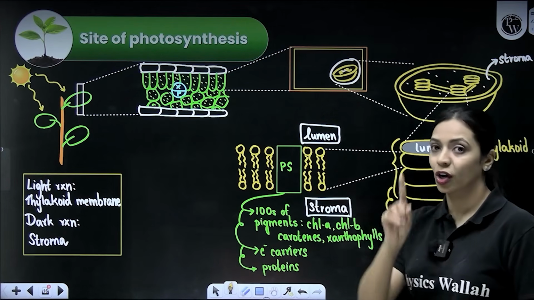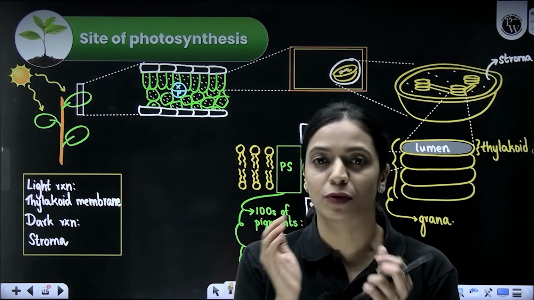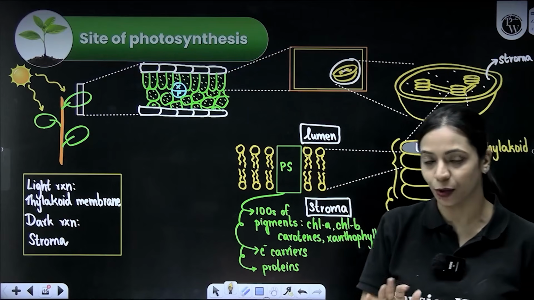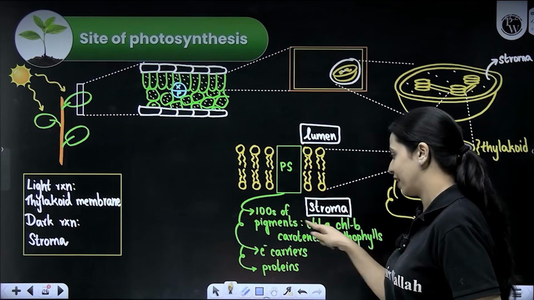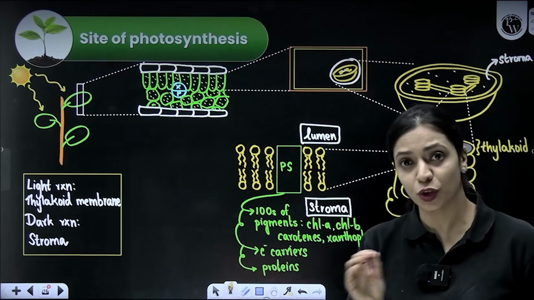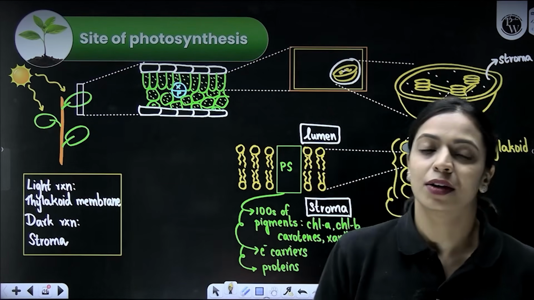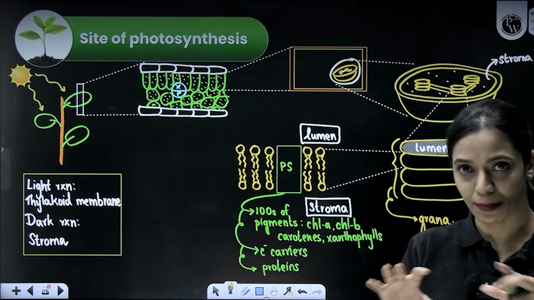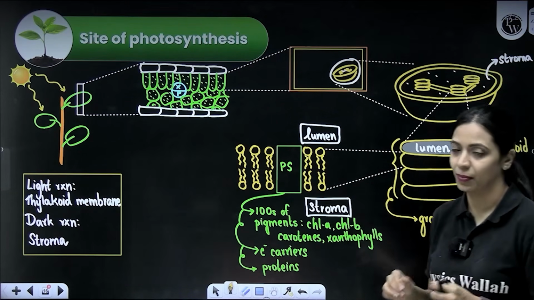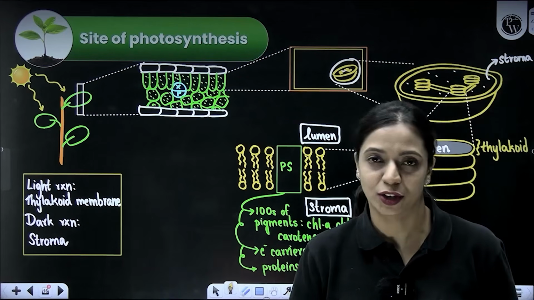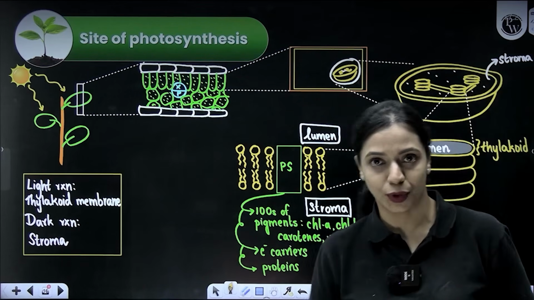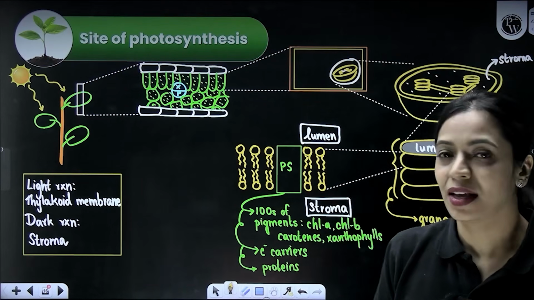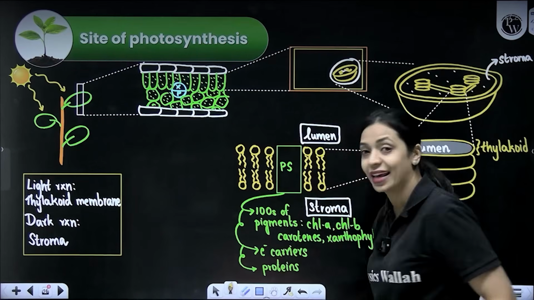And these pigments are not present individually. Hundreds of them come together, form a complex, and they are located here. So this is called a photosystem. More about that I'll tell you. Within each photosystem, you will find hundreds of pigments, of which chlorophyll A is one type. You have chlorophyll A, chlorophyll B, carotenes, xanthophylls, all of them present in different numbers in the photosystem. Along with that, certain enzymes, proteins, electron carriers will also be present. That is called a photosystem. So it is here that the light dependent phase will take place. It is here that the light will be trapped and energy will be produced.